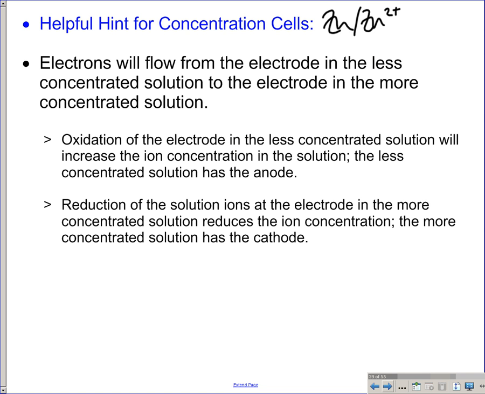So the things you need to know from this slide are, how do the electrons flow? We know they flow from the anode to the cathode. But you need to know that the less concentrated one is going to be considered the anode. And I'll tell you why. And the more concentrated is the cathode.